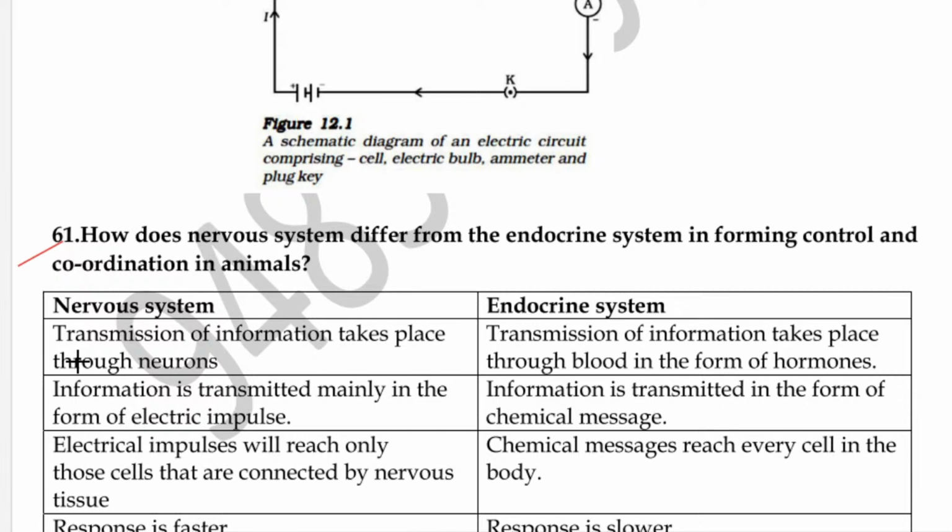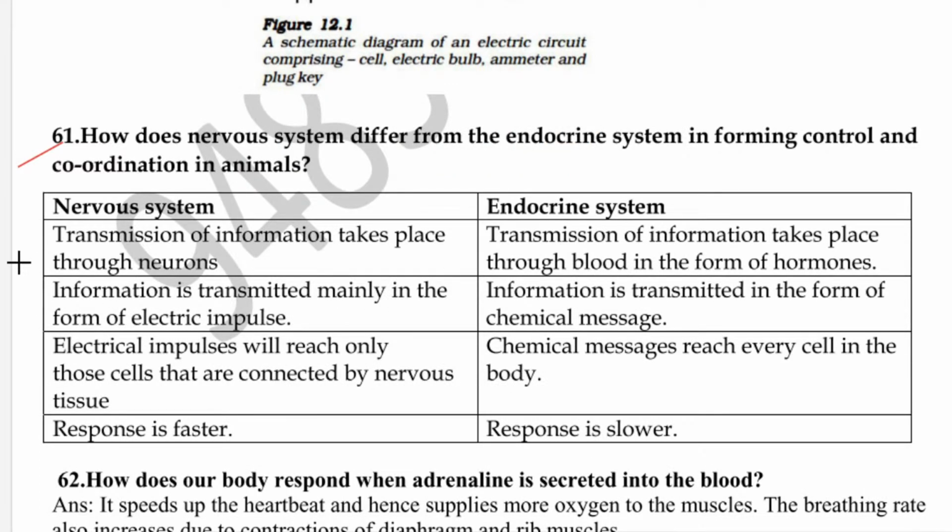Question number 61. How does nervous system differ from the endocrine system in forming control and coordination in animals? We can see differences between the nervous system and the endocrine system here. First one, in nervous system, transmission of information takes place through neurons. Here in endocrine system, transmission of information takes place through blood in the form of hormones. And the next difference here we are saying, information is transmitted mainly in the form of electric impulses. Here in the endocrine system, information is transmitted in the form of chemical message.